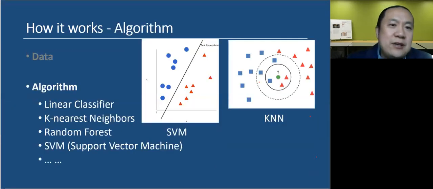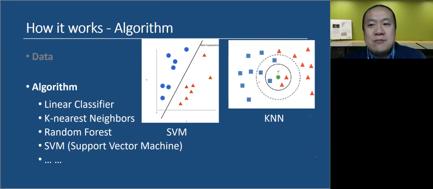Okay, here we have some algorithms. For the algorithms, you maybe have heard about a bunch of fancy names. As a non-technical user, you only need to know how to use them properly, but not the details. So these fancy names are not that difficult to understand. Here we have some examples called linear classifier, k-nearest neighbors, random forest, and the SVM, support vector machine. We can take two of them, for example. They can be understood very easily, don't worry.